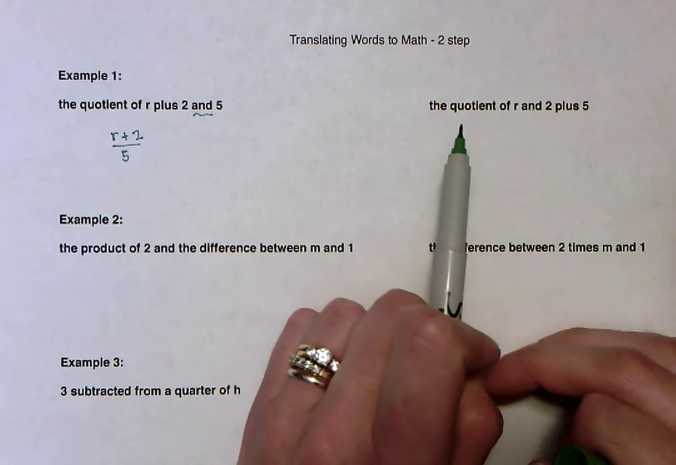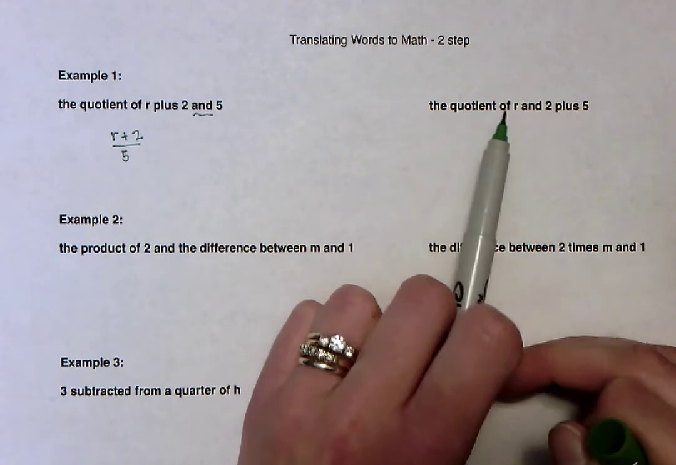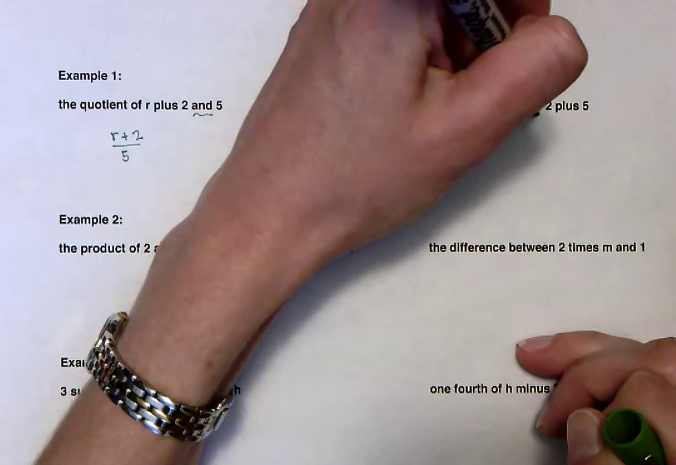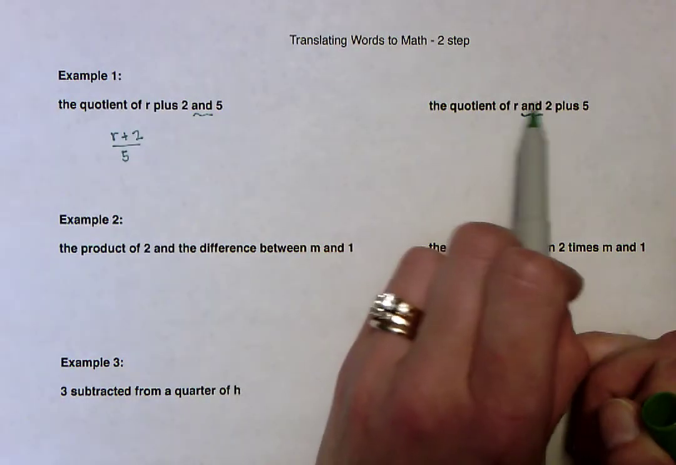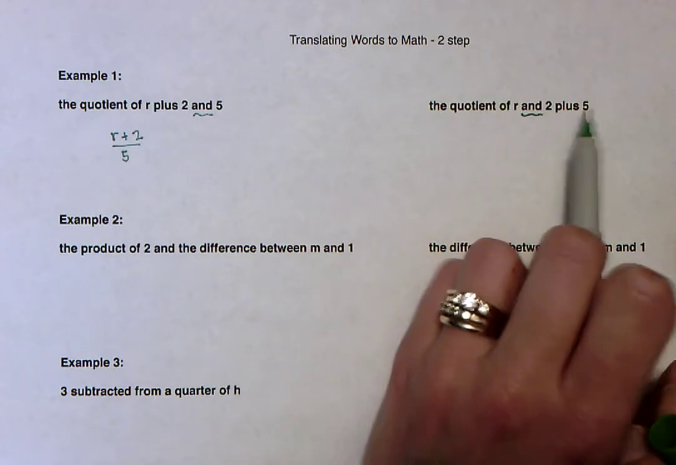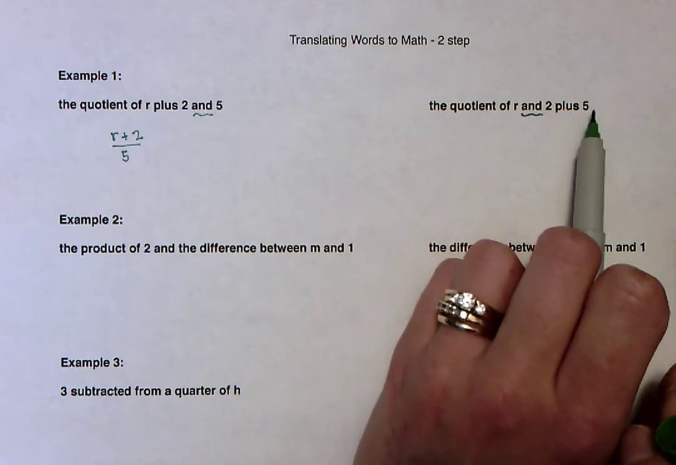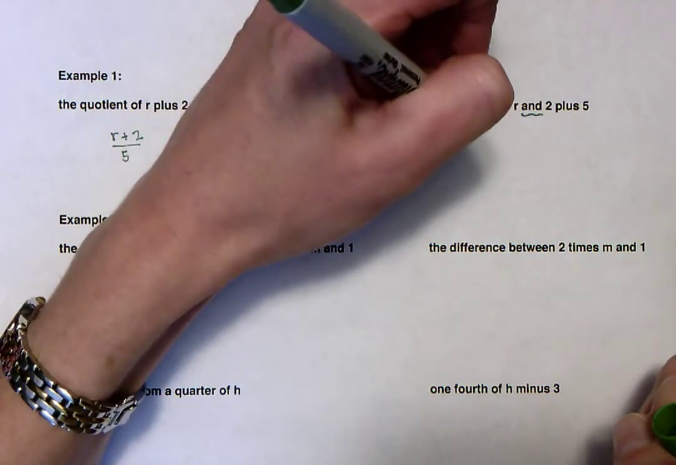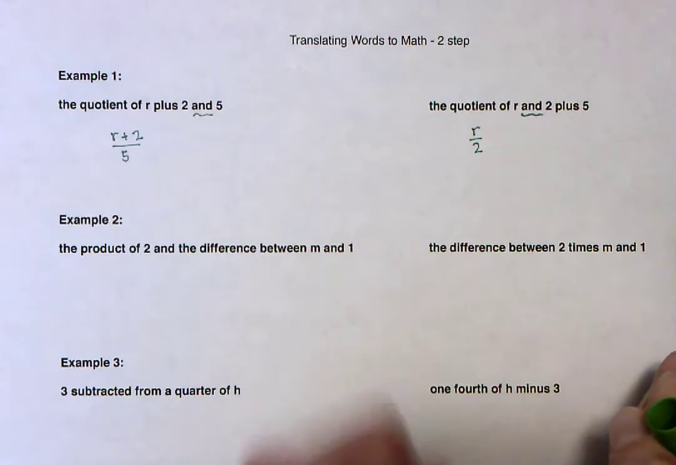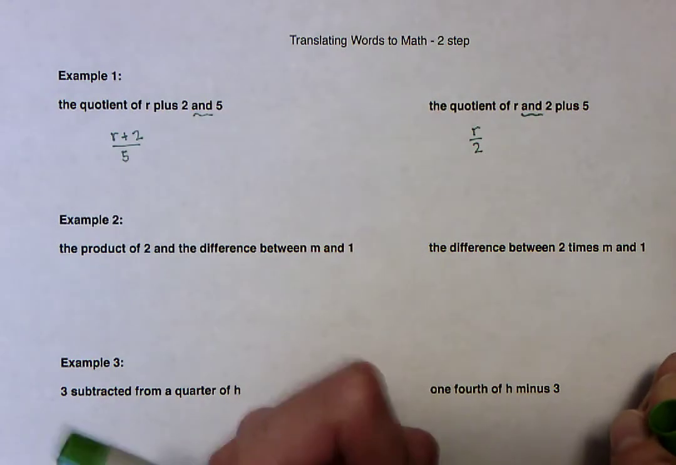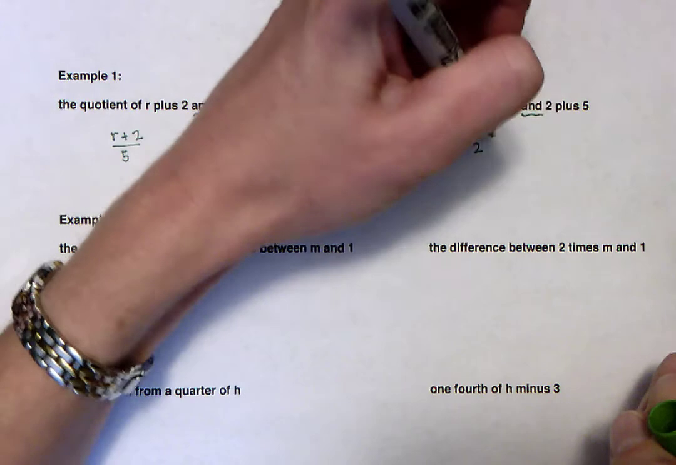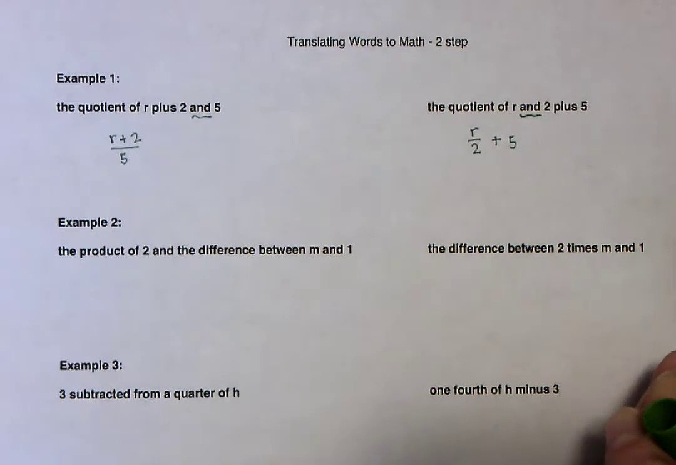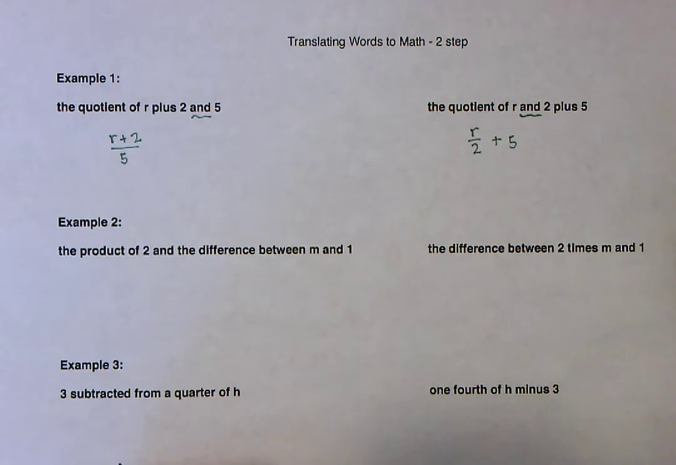Now on this one, it's a little bit different. You have the quotient of r and 2. So now it's telling you to divide these two things, r and 2. And then after that, you add 5. So that looks a little bit different. So the quotient of r and 2 looks like that, r over 2, and then plus 5. So notice that the wording matters, okay? Where you place the and, that matters.